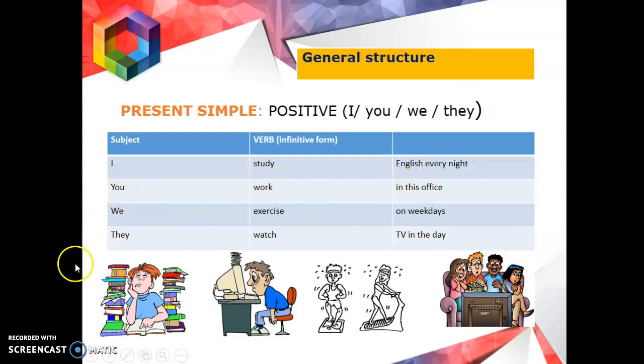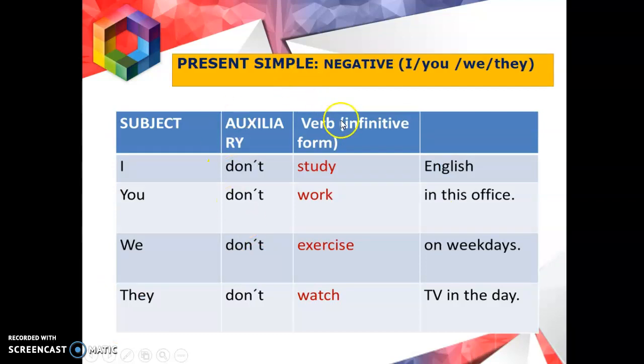You work in the office. We exercise on weekdays. They watch TV in the day. Then from there we find that in the negative form we are going to express in this form. Here we need to have the subject, the auxiliary verb, then the verb infinitive form, or the action verb, and the complement. So from the previous to the present, the positive part, we are going to add here the negation part. So you say, I don't study English.